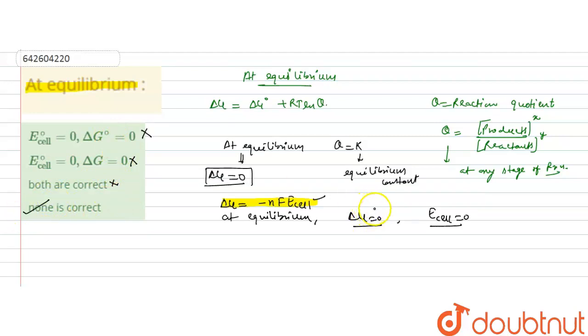Because delta G is 0 and E cell is 0 at equilibrium. So the correct answer is none is correct. I hope you understood the solution.